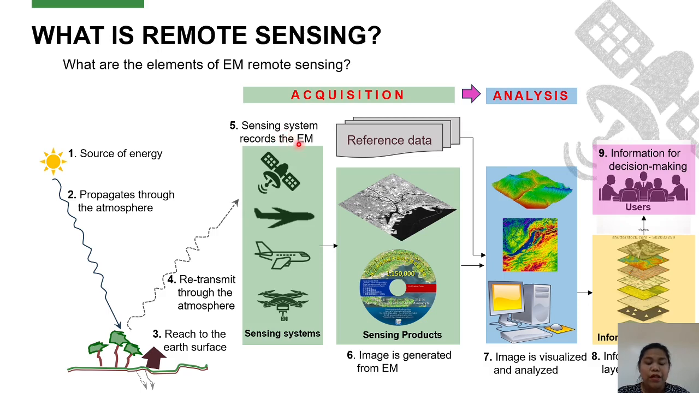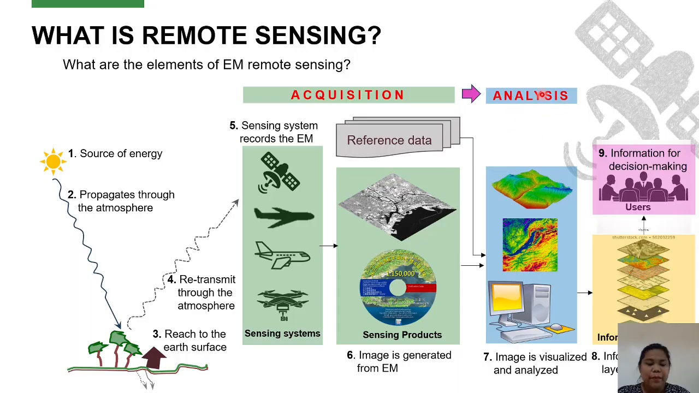The recorded energy, which is in the form of numerical values, is then generated into pictorial or digital form, such as maps, or it might be in CDs. So the whole process from point 1 down to point 6 is actually the data acquisition.